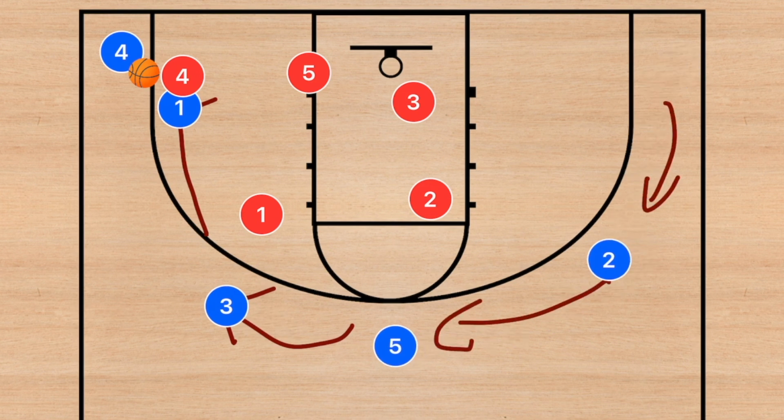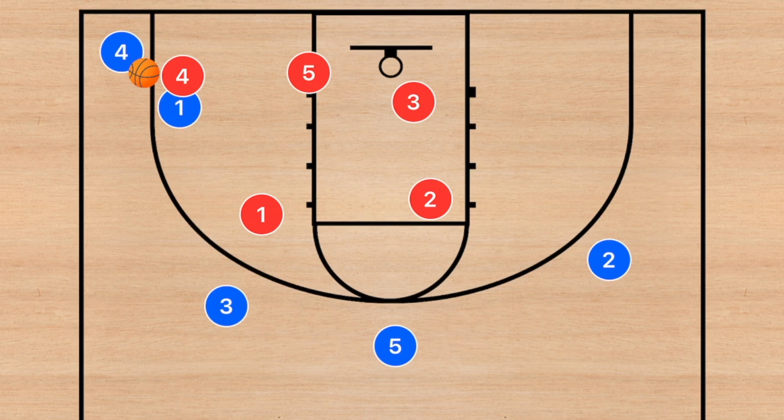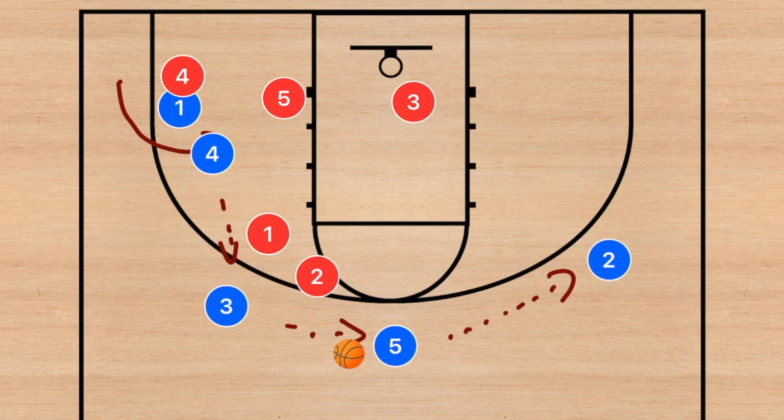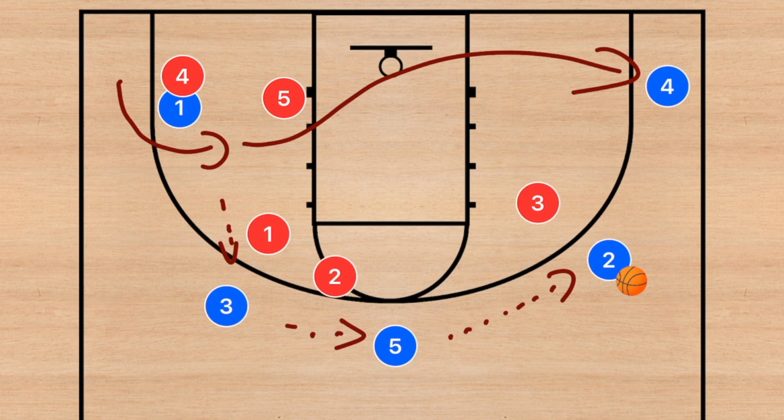This is just a simple 5-out pass and cut, where now player 4 needs to attack that gap. That's going to collapse the defense. He can kick this ball out. This is going to force player 1 and 2 to move, and then we can have these passes around the perimeter. If player 4 is fast enough, he can get out to this side. Everyone's going to be trying to scramble to try and get to that ball.